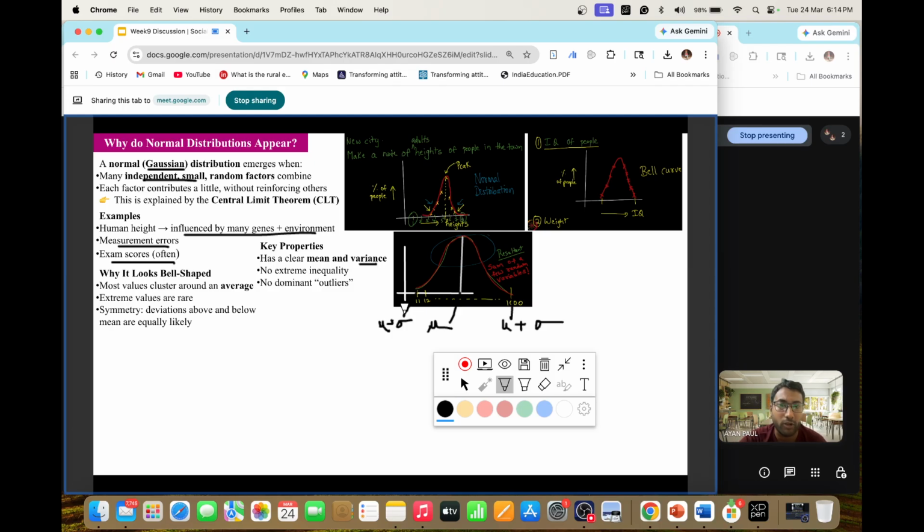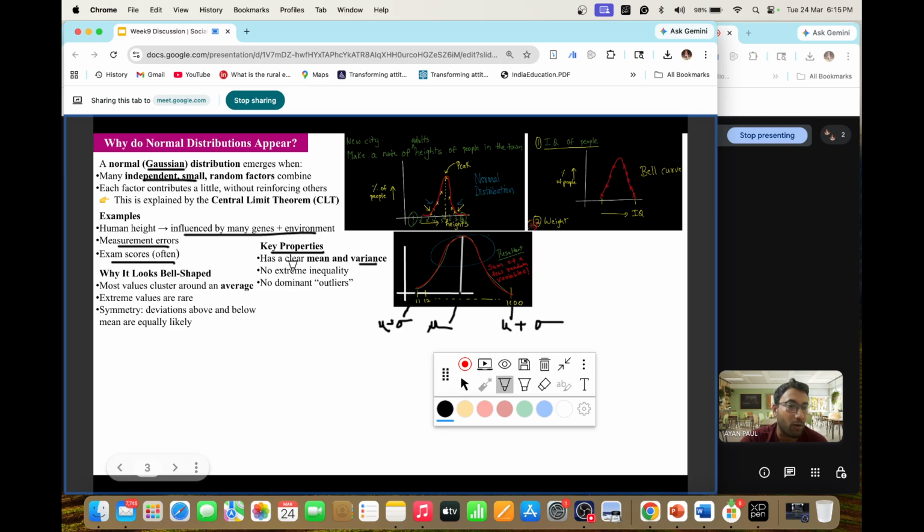So I was talking about this. In this portion you have mu minus sigma, in the middle you have mu, that is the mean, and mu plus sigma, where mu is the mean and sigma is the standard deviation. So mu plus sigma at the rightmost extreme. Okay, so this is the key property of Gaussian distribution: it has a clear mean and variance.